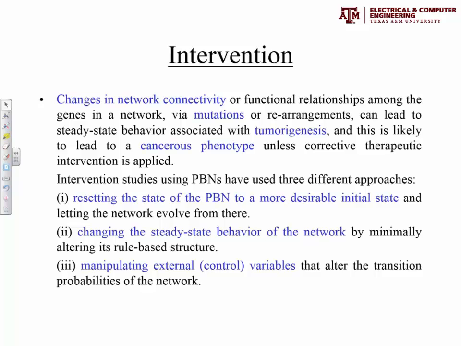The second one would be changing the steady state behavior of the network by minimally altering its rule-based structure. So there you change the wiring of the network a little bit so that it now has good-looking attractors or basins of attraction and so on, okay? That's another approach. And the third one would be to use external control variables that alter the transition probabilities of the network, right? Because then this becomes what is called a controlled Markov chain or a Markov decision process, right? And there is a big literature dealing with that. In fact, that is used in many, many different areas in controls and in communications, right? Like controlling queues and things like that, okay?